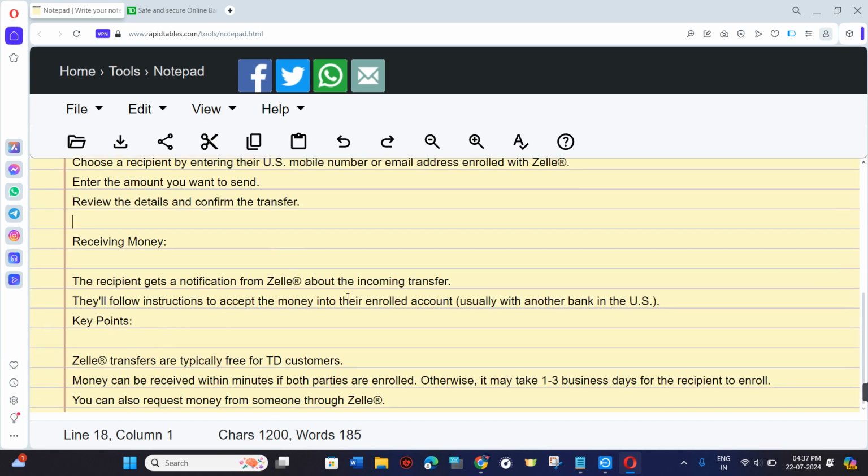Similarly, with the help of TD Bank's Zelle service, you will be able to easily receive money. The recipient gets a notification from Zelle about the incoming transfer. They will then follow the instructions to accept the money into their enrolled account.